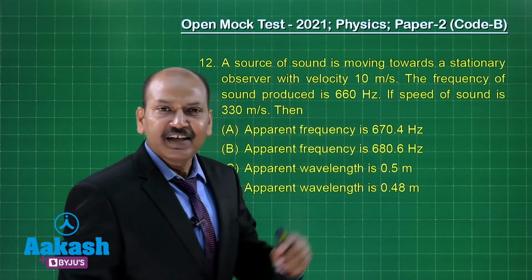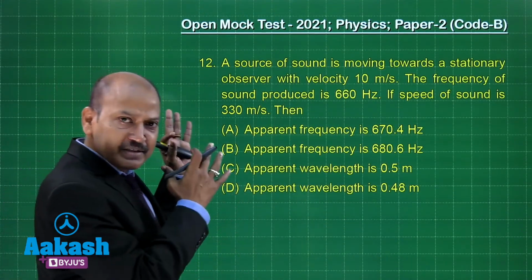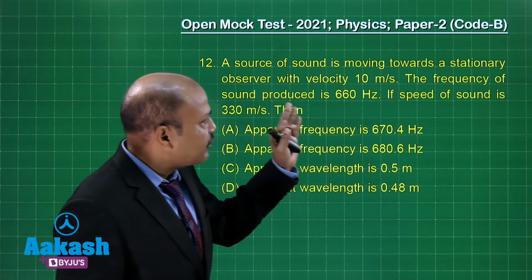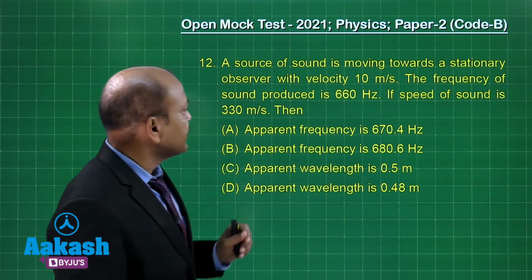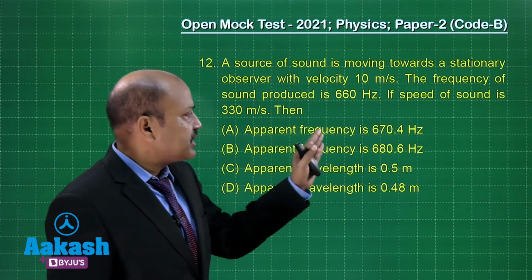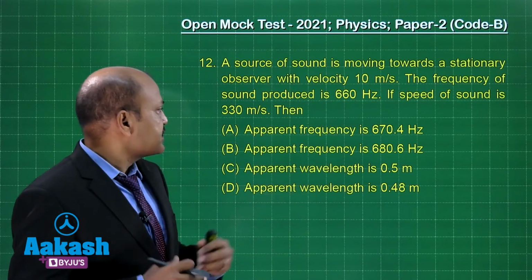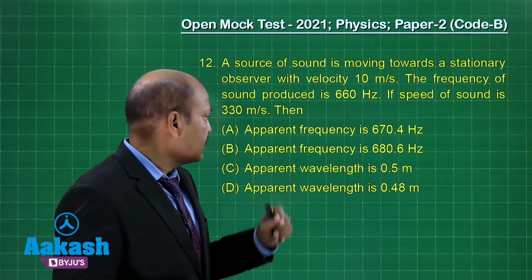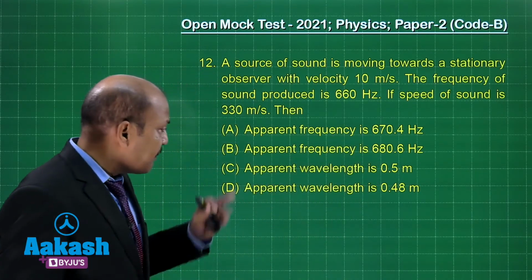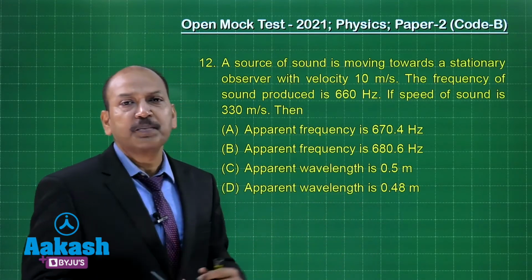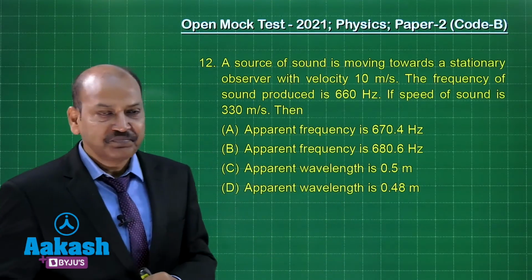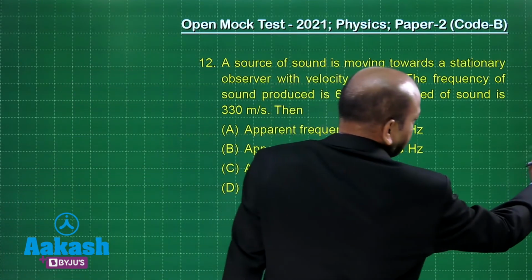And we find that it is based on sound. In fact, it is based on Doppler effect. Question says a source of sound is moving towards a stationary observer with velocity 10 meter per second. The frequency of sound produced is 660 hertz. If speed of sound is 330 meter per second, then what is the apparent frequency, and the apparent wavelength? Well, there are two options regarding the wavelength of sound. Let us go ahead and solve it.